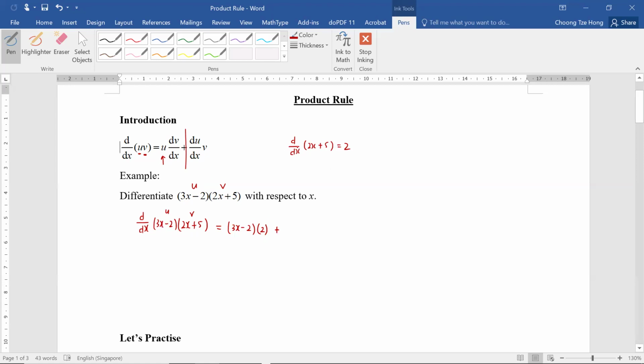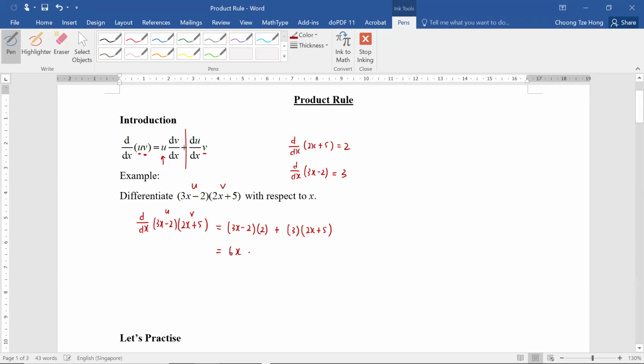u is 3x minus 2. If you differentiate u, you will get 3. So now you have your 3, and then you leave the v untouched. So this will be 2x plus 5. All we need to do now is expand this out and simplify, and we will be able to get the derivative of 3x minus 2 times 2x plus 5.